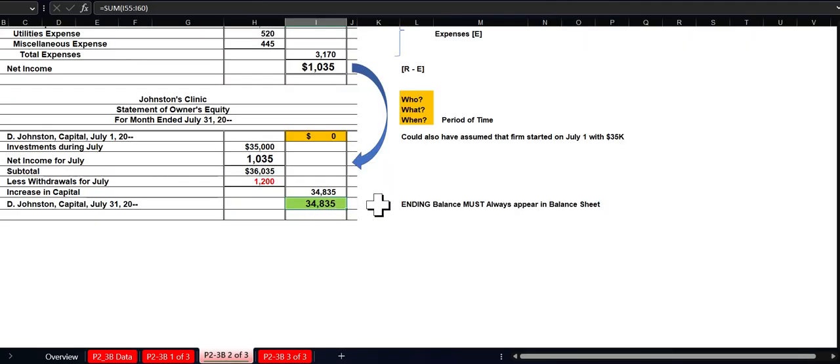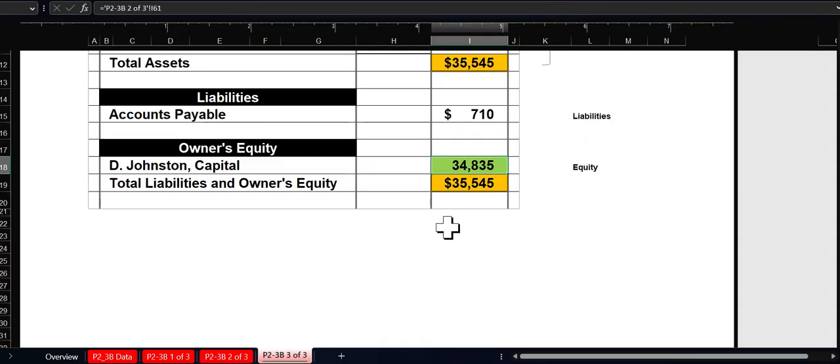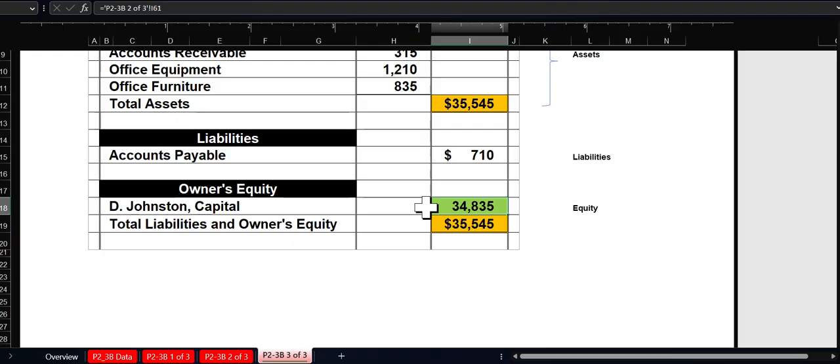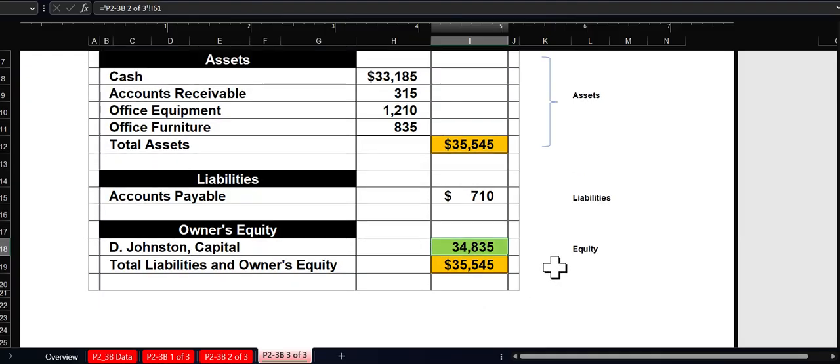This is so important. So many individuals get to the balance sheet and they struggle because they are using the beginning amount of the capital and not the amount at the end of July in this case. So at the end of July, what was the owner's equity? $34,835. And so when you get to the balance sheet, you must use the balance for equity or capital at the end of July, which is the $34,835.